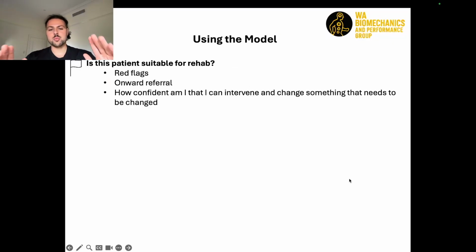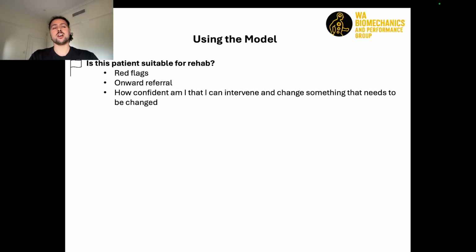So then we want to use this model. Okay, so how are we going to use it? First of all, we have to decide, is this patient suitable for rehab? We want to rule out all those red flags. We want to onward refer if we need to. Then we need to look at this patient. We need to think, how confident am I that I can intervene and change something that needs to be changed?